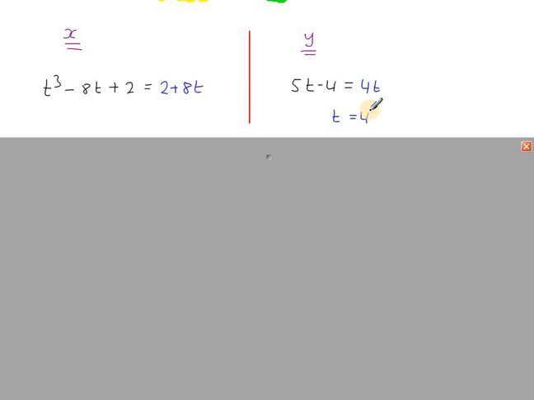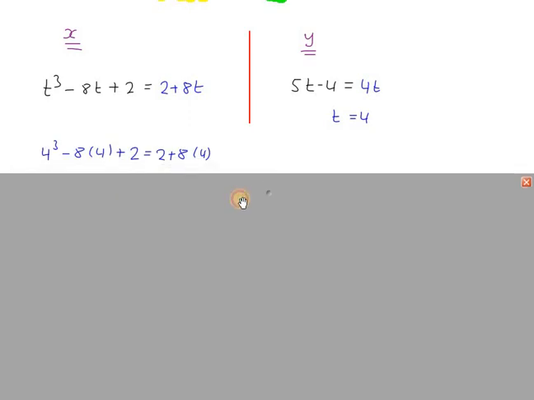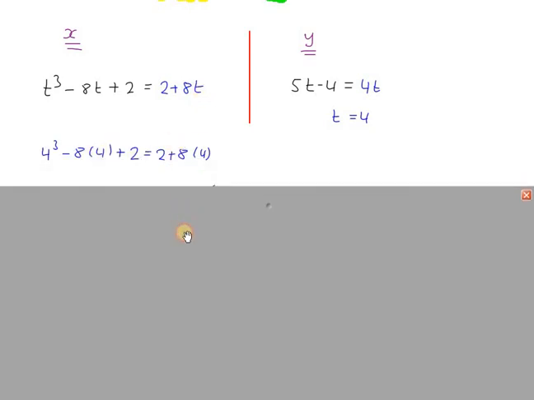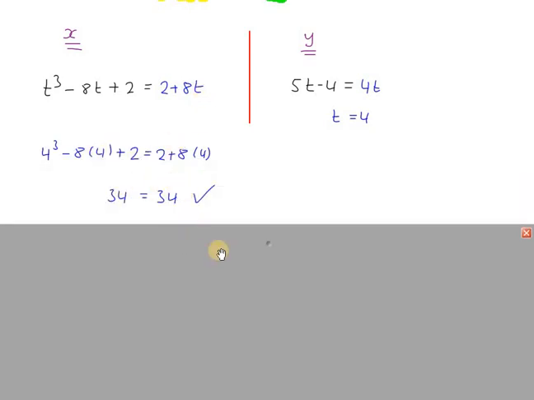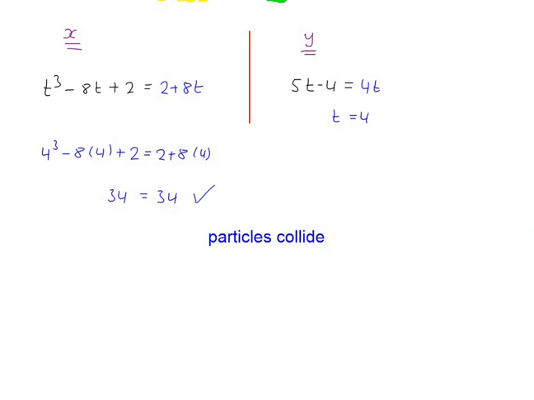We substitute t equals 4 into this equation. If this equation balances, that means both particles are at the same point in space for a given time. So substitute the values into here, t equals 4. The equation balances, which means the particles do collide.